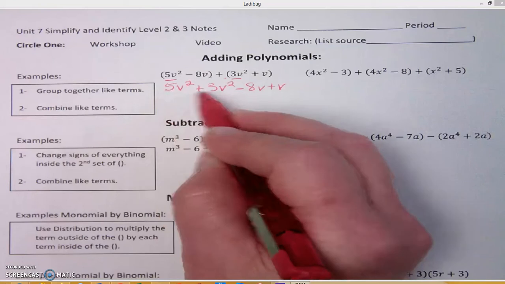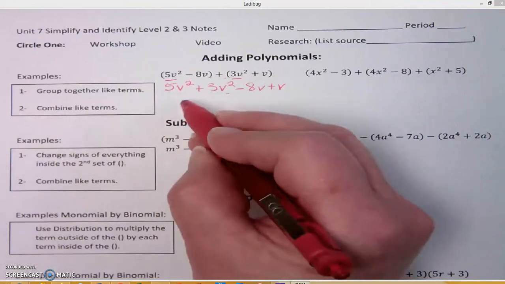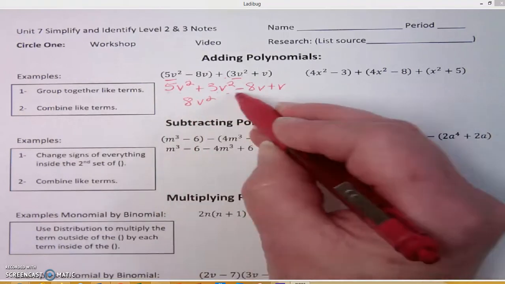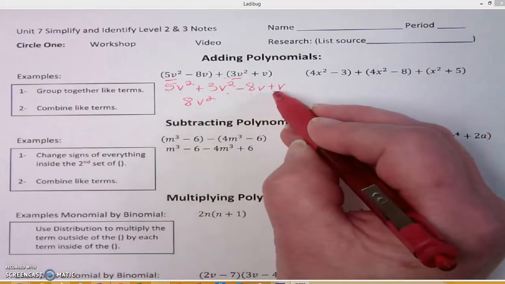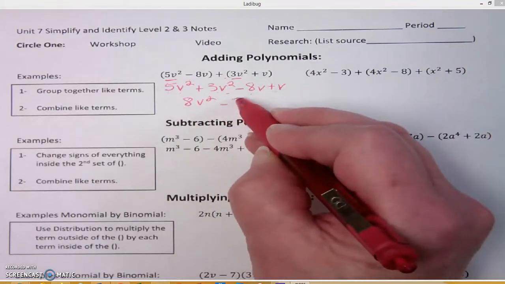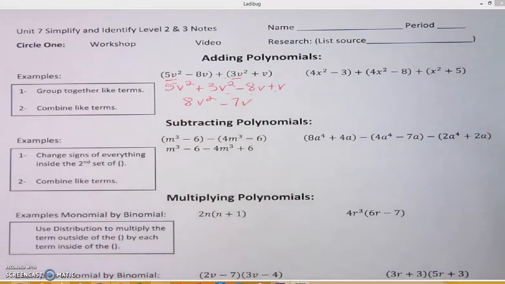So these are the same, v squared, so I can add them. 5 plus 3 is 8v squared. And then over here I have a negative 8 and a plus 1. So it's a minus 7v. And that's my answer. I can't simplify that any further.